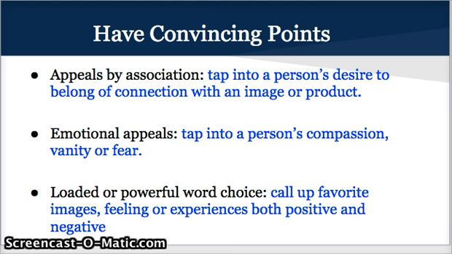You can convince your reader several ways. By appeal of association, which is where you tap into their personal desires of belonging and connecting to images and products. You can have an emotional appeal, where you're appealing to their compassion. And the last one is powerful word choice. Call up favorite words that you think of that have a positive or negative load on them. How do they make you feel? What do they make you think?